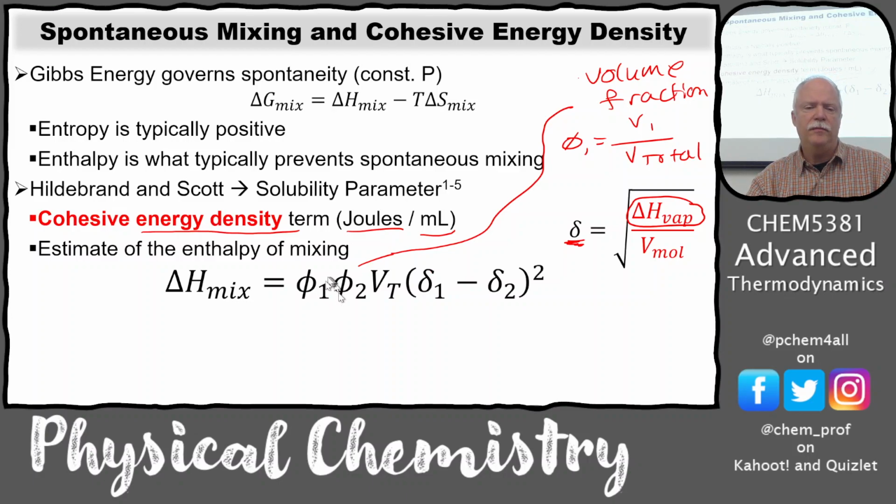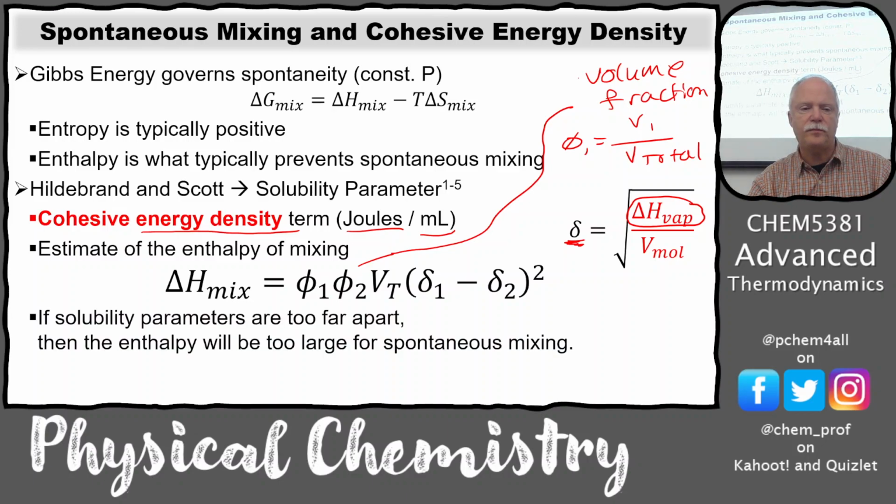So then the maximum, so these are all less than 1. They go from 0 to 1. And so the maximum value would be a 50-50 mixture. So that would be the largest enthalpy. It'd be a 50-50 mixture of these two.